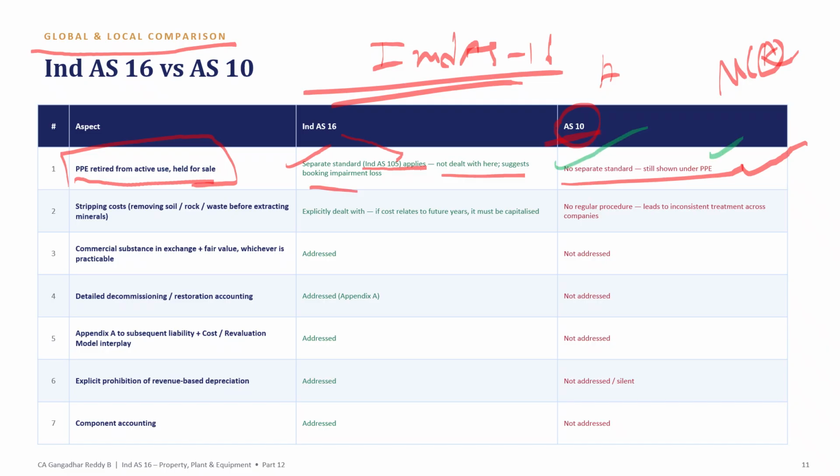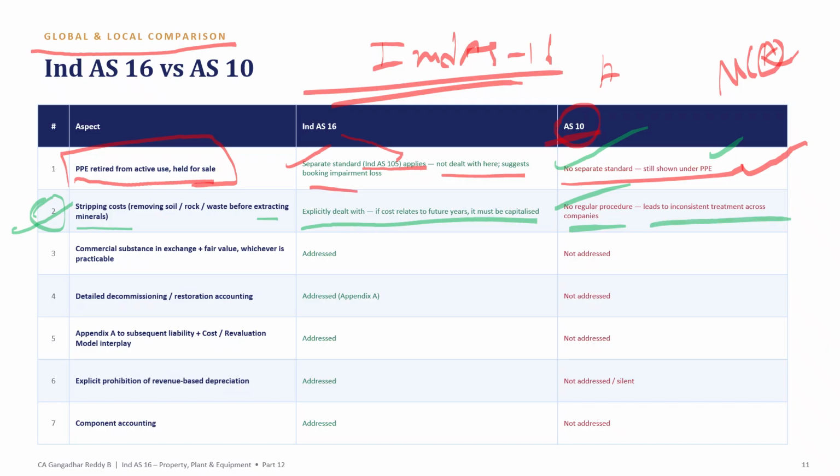And then the stripping cost, or removal of soil or rock or waste before extracting minerals, these kinds of concepts are explicitly dealt with in this standard. How do you deal with future cost and all? We have also discussed it, right? Appendix A and all, how you deal with it. It has been discussed in the Ind AS session, but in AS 10, there are no such clarifications. AS 10 doesn't deal with that.